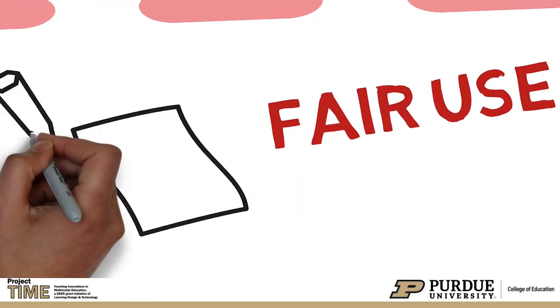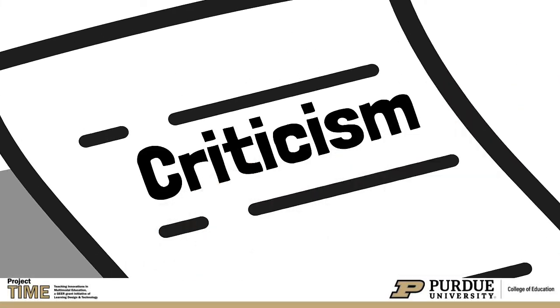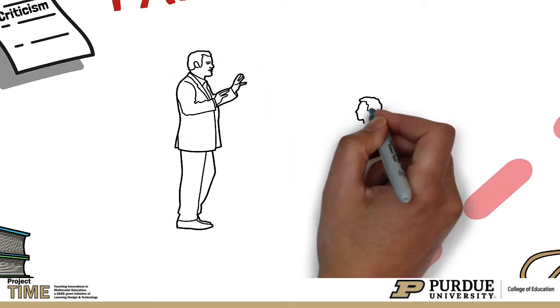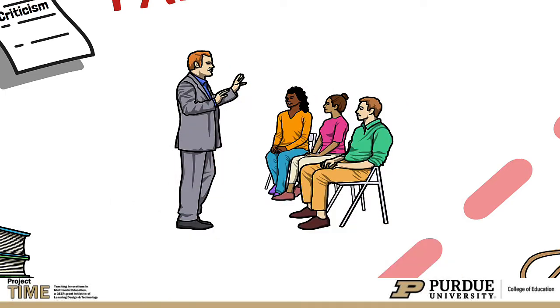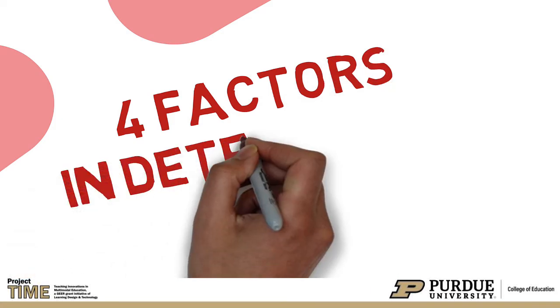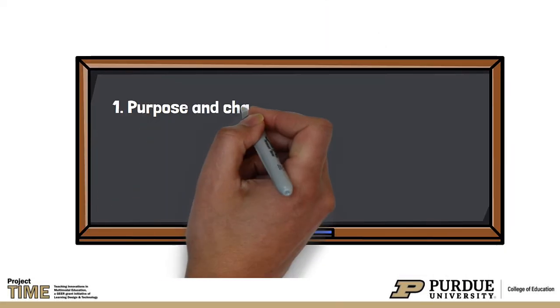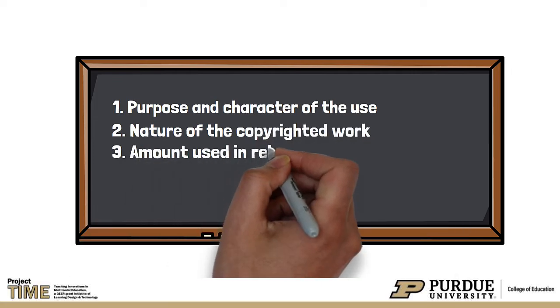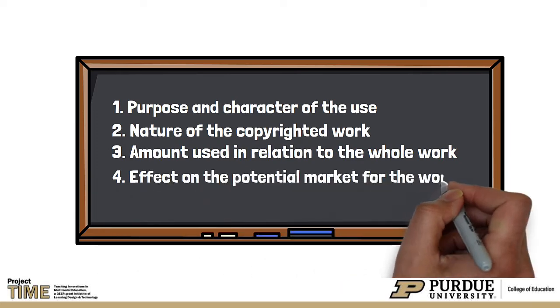Fair use permits some uses of copyrighted materials without permission for things such as criticism, news reporting, research, scholarship, and teaching. Fair use gives teachers and students the ability to make some use of copyrighted materials as part of the teaching and learning process. Four factors are weighed on a case-by-case basis to determine whether a use is fair use. The four factors are the purpose and character of the use, the nature of the original copyrighted material, the amount used in relation to the whole work, and the effect of the use on the potential market for the copyrighted work.